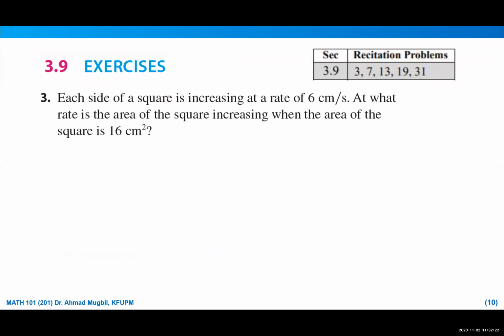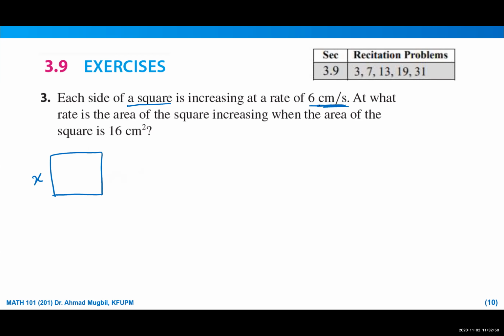Let's start with the first one. Each side of a square. So what we have here, as I said, ya shabab, you need to sketch a diagram. So we have a square. Let x be the side of the square. This will be x, this will be x, all of them will be x because it is a square. So let's take one of them, it is enough. So each side of the square is increasing at a rate of 6 centimeters.